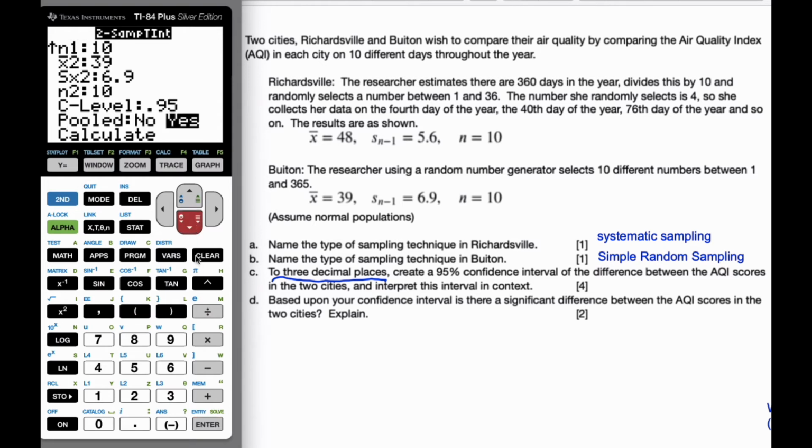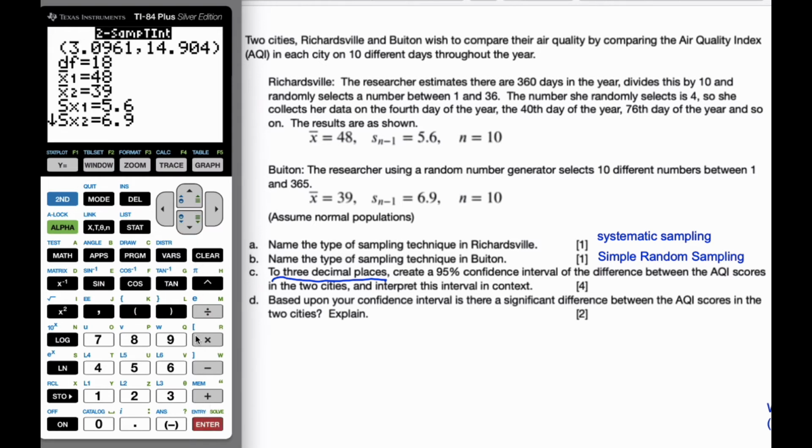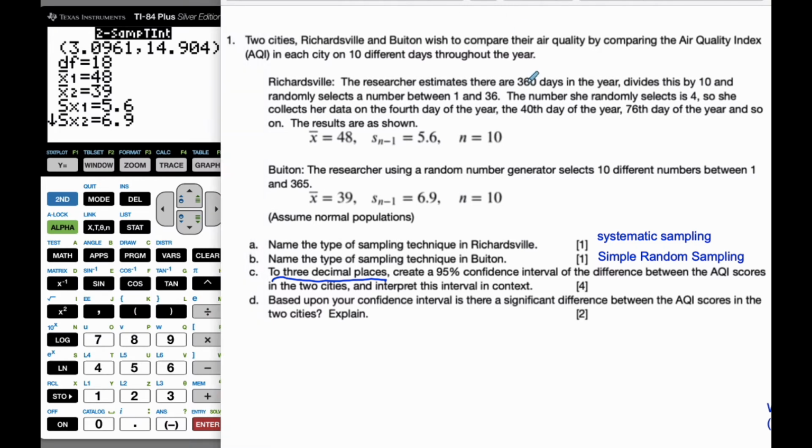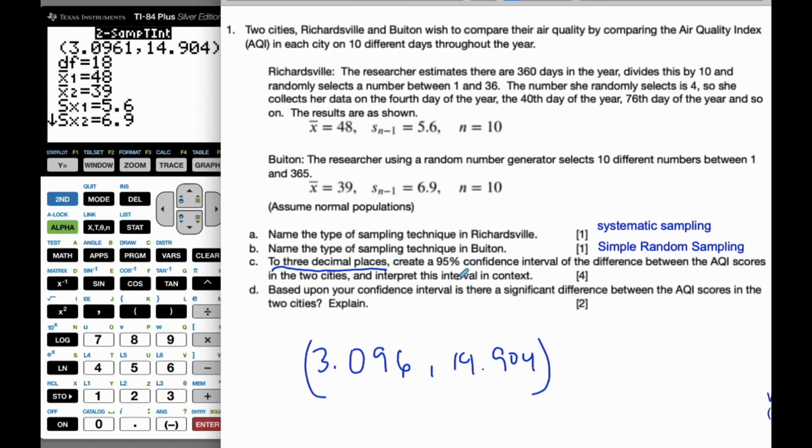since we always do that in this course, and then we're going to calculate our confidence interval. And here, our confidence interval is 3.096, comma, 14.904. All right, this is the 3 decimal places, not the entire thing. You're specifically told to write it a certain way. And then interpret this interval.